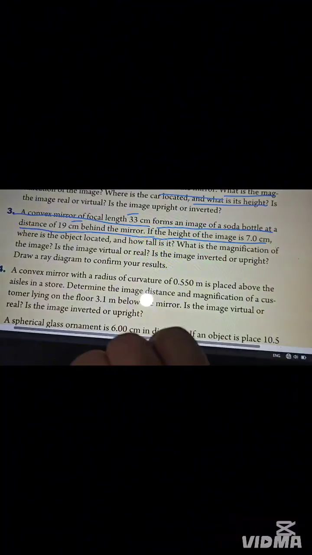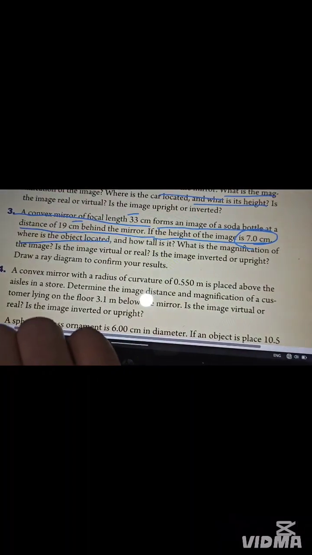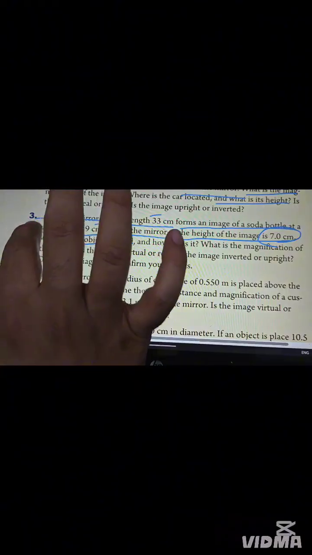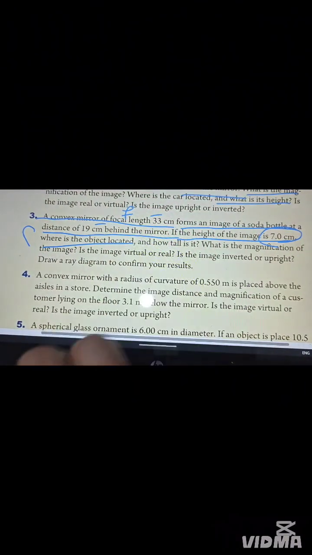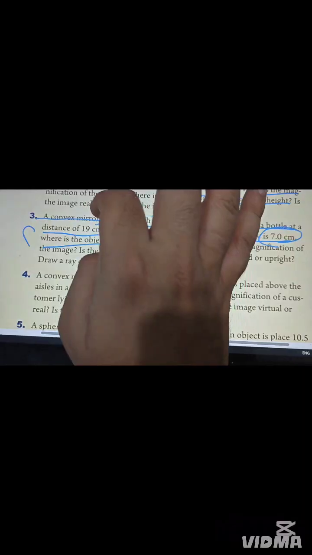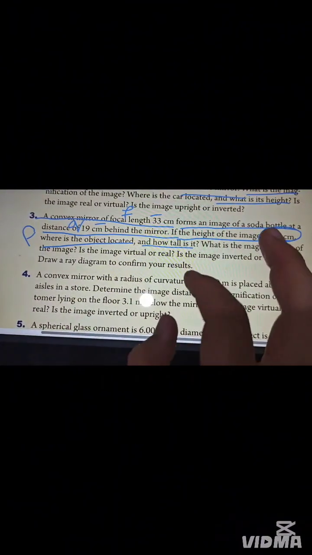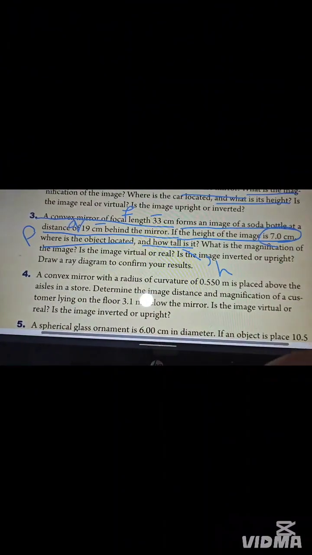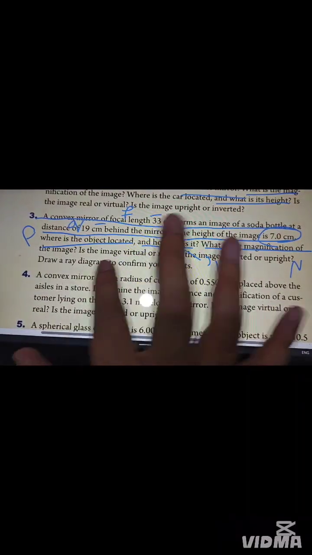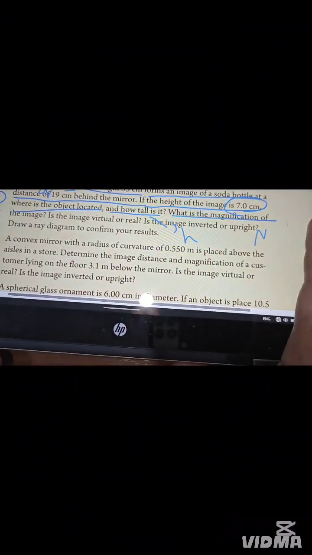If the height of the image is 7, this is still positive, meaning h dash. Where is the object located? Find P. So this is the value of F, the focal length, and that one is Q. Here you have to find the value of P. And how tall is it? Find the object height H. And what is the magnification? Find M. Same thing. Easy actually. Yeah, question 3.